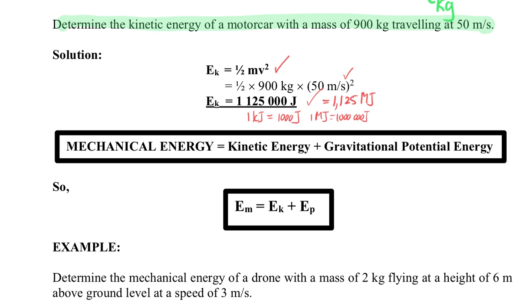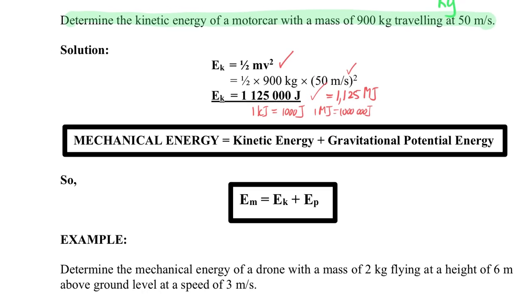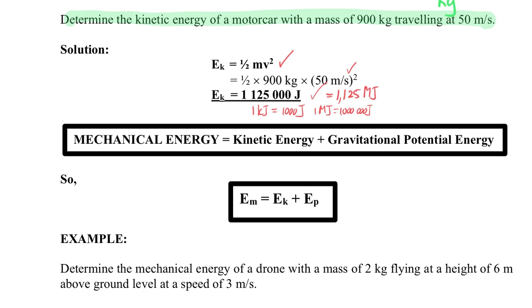So some people would talk about the total energy, but we're hesitant to use that term because total energy can also include other things like sound energy, light energy, heat energy. So mechanical energy is the sum of the kinetic energy as well as the gravitational potential energy. So there we use the subscript m for mechanical energy, so it's capital E, subscript m.